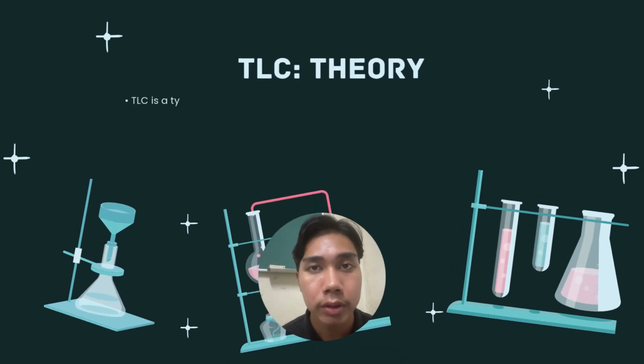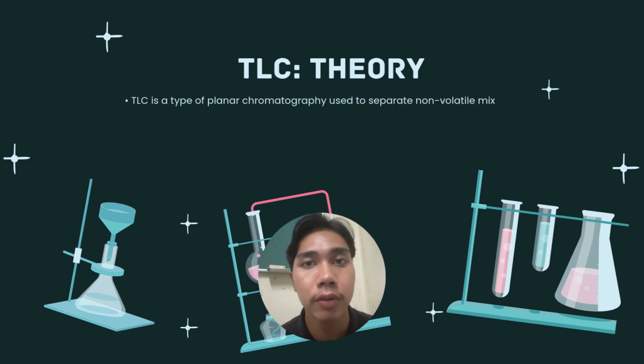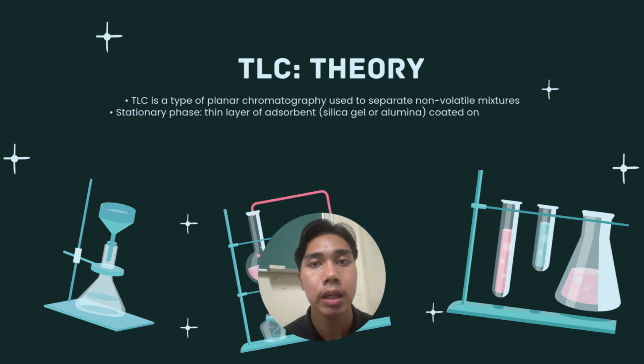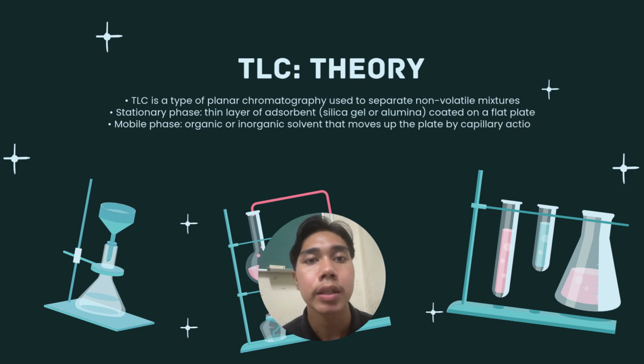Thin layer chromatography, or TLC, is a type of planar chromatography commonly used to separate non-volatile mixtures. The stationary phase consists of a thin layer of adsorbent material, usually silica gel or alumina, coated onto a flat plate. The mobile phase is a solvent that moves up the plate through capillary action.